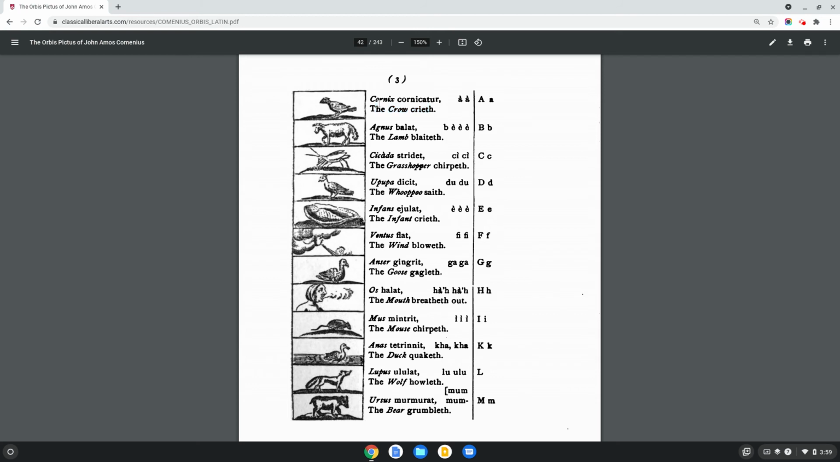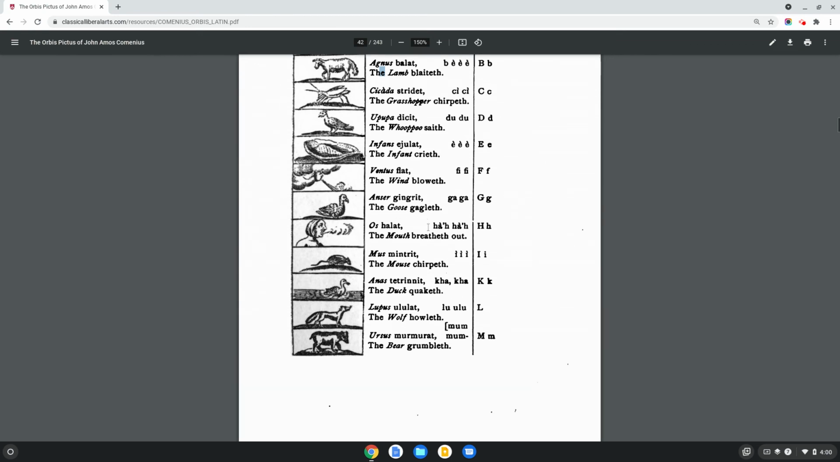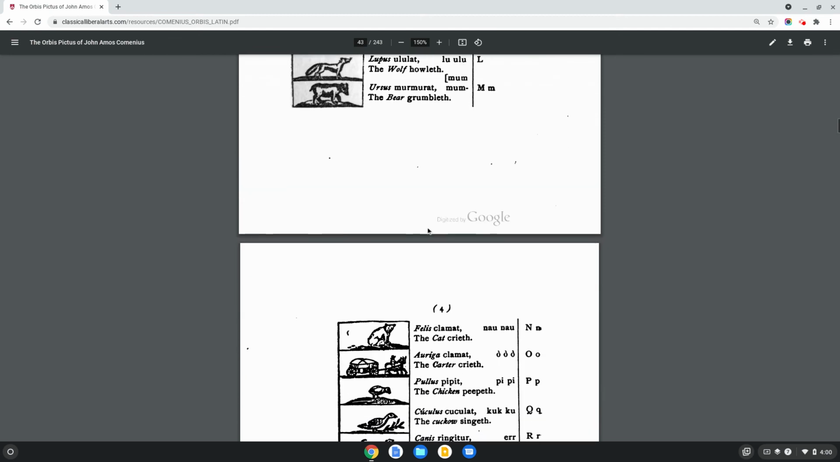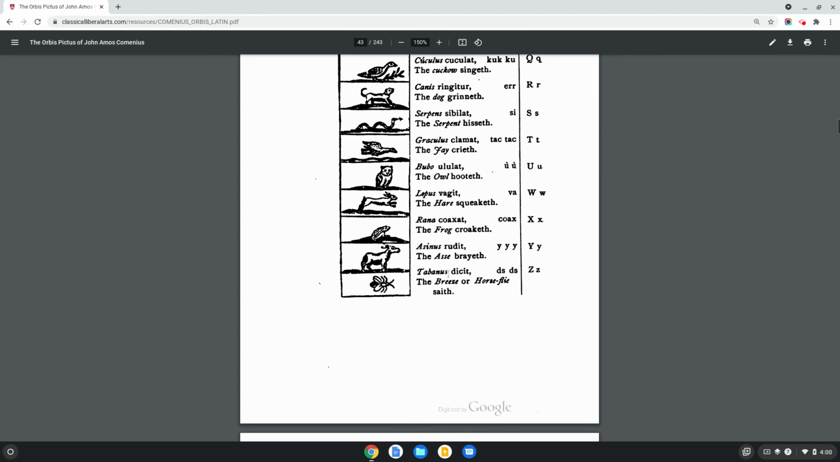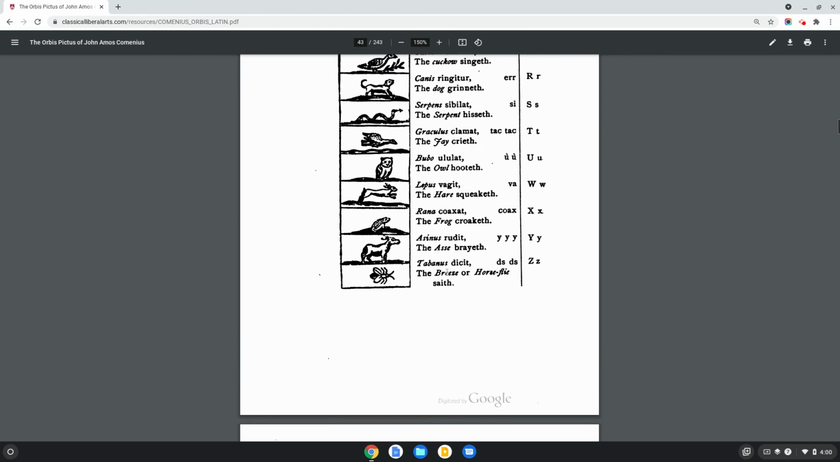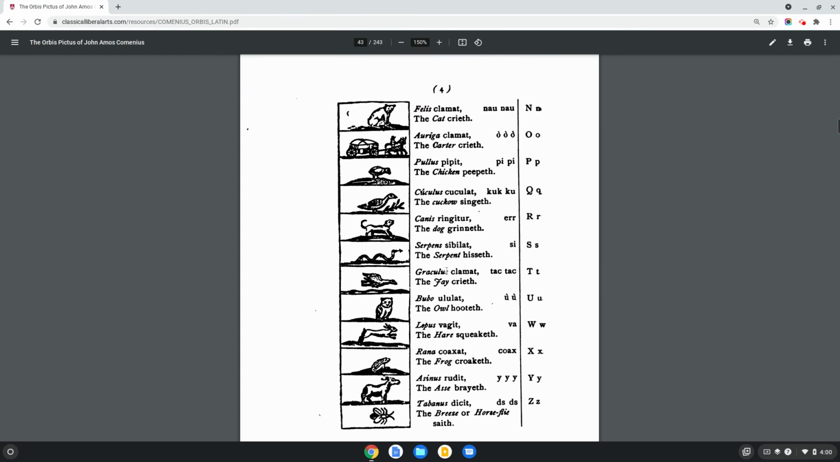And so the author says, if you want to learn to pronounce the sound of the letter A in Latin, listen to the crow. If you want to learn to pronounce the sound of the Latin letter B, listen to the lamb. Agnus balat. The lamb bleateth, be, be. And so the author goes on through the rest of this fun little lesson, teaching the sounds of the letters of the Latin alphabet based on the different sounds made by the animals and other natural things like the wind.